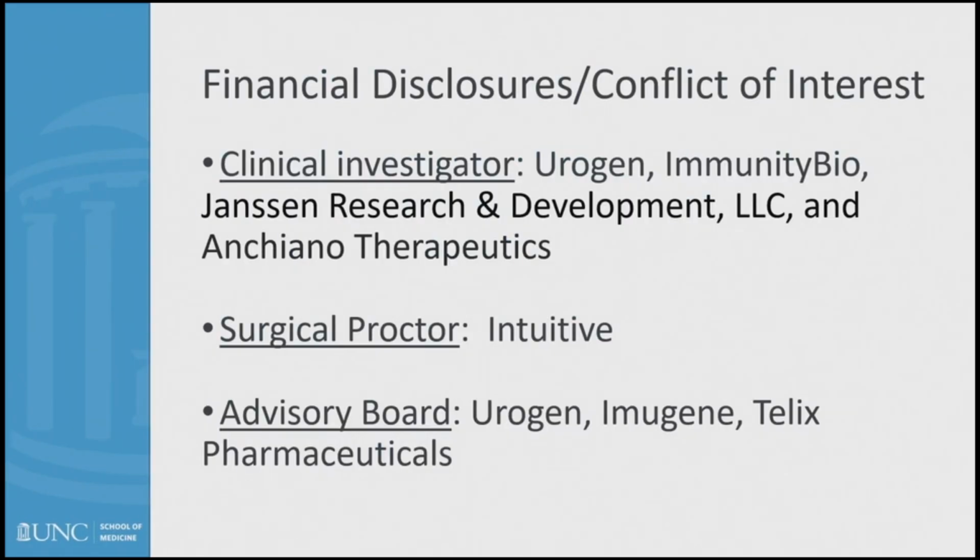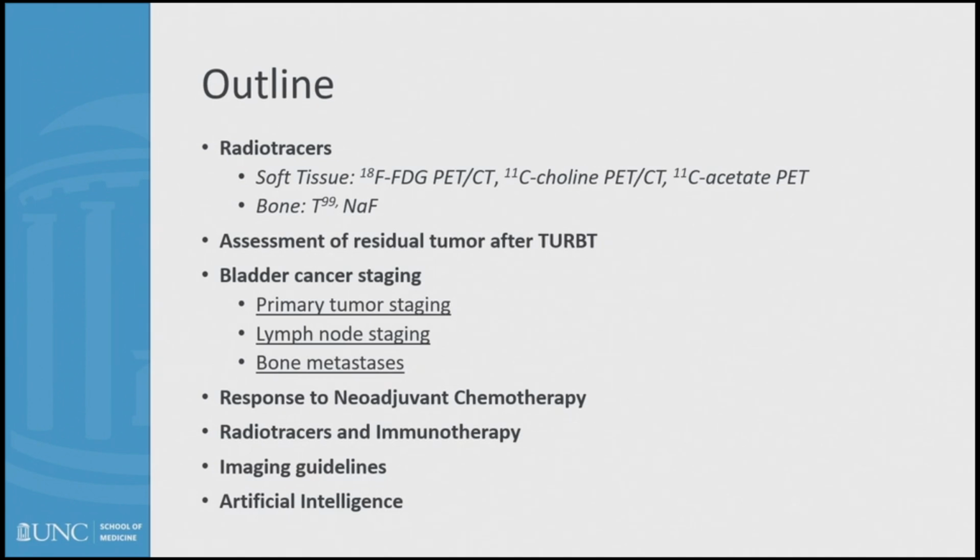So my disclosures are listed here, and then in terms of what we'll touch base on in this bladder cancer lecture, a little bit, or actually a fair amount, I'm looking at FDG performance in terms of PET scanning for bladder cancer. We'll touch a little bit on choline and acetate, and then a tiny bit on bone scanning. We'll look at the assessment of residual tumor after we do a TURBT, and then using PET scanning in the setting of primary tumor, lymph node, and bone metastases. We'll spend a little bit of time looking at a couple of examples on neoadjuvant chemotherapy response, immunotracers, and then what the guidelines actually have to say about when we should use FDG PET in the setting of bladder cancer, and what the future holds in terms of artificial intelligence.